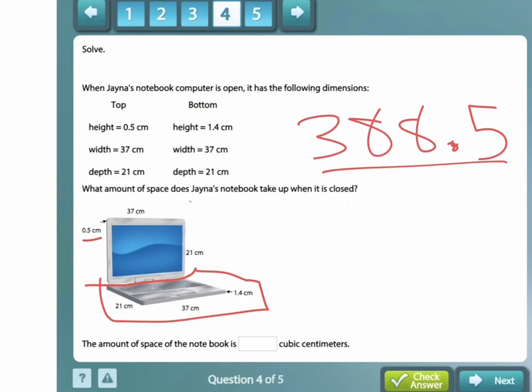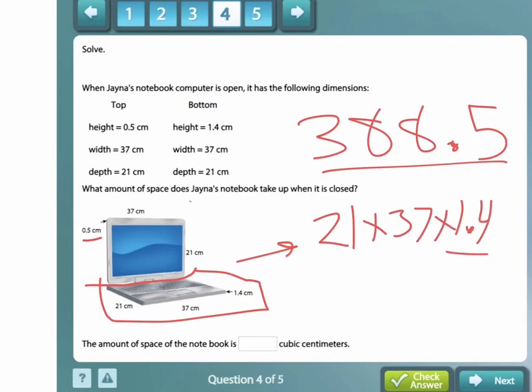All right, so now let's figure out the volume of the keyboard, and the dimensions for that. It's a 21 centimeter by 37 by 1.4. So make sure when you're multiplying, you remember that there's 1 decimal point going on vacation to the islands. So when I multiply those out, I get 1,087 and 8/10.